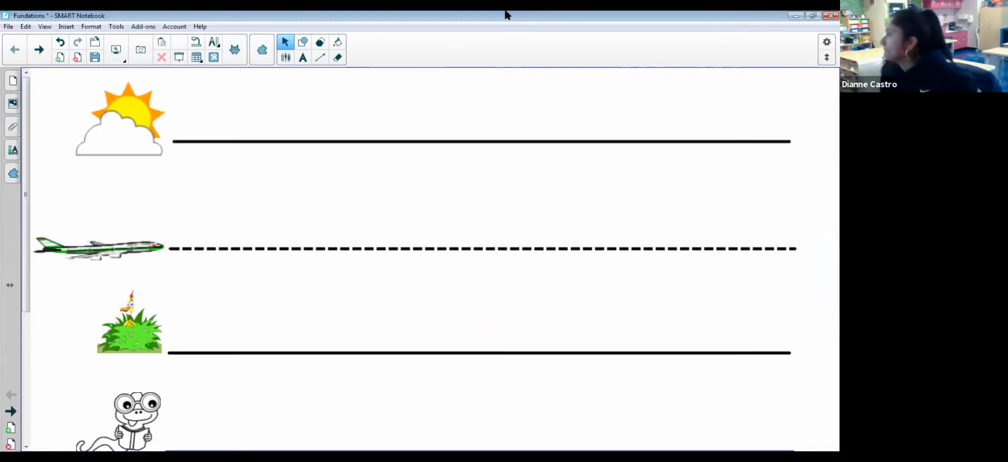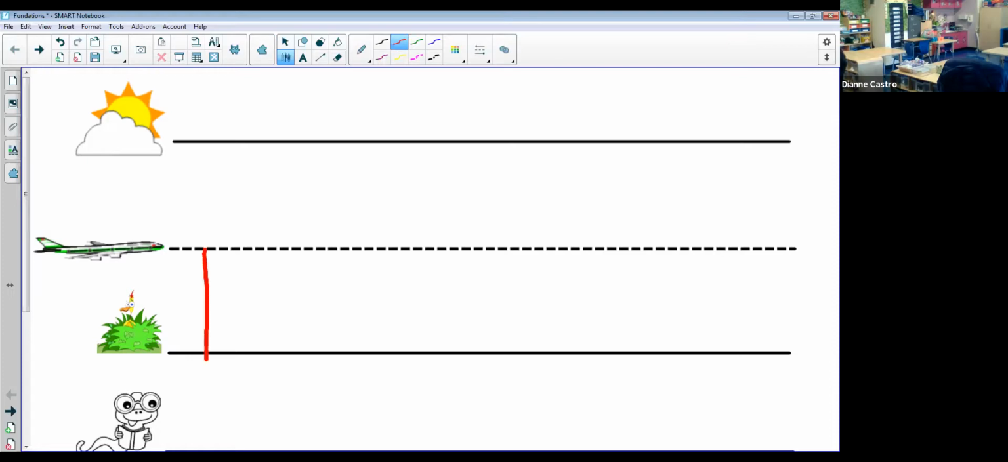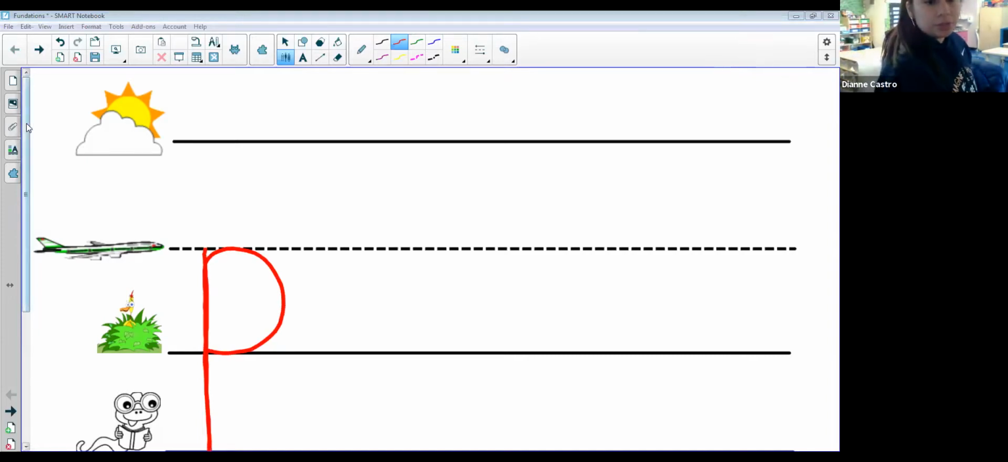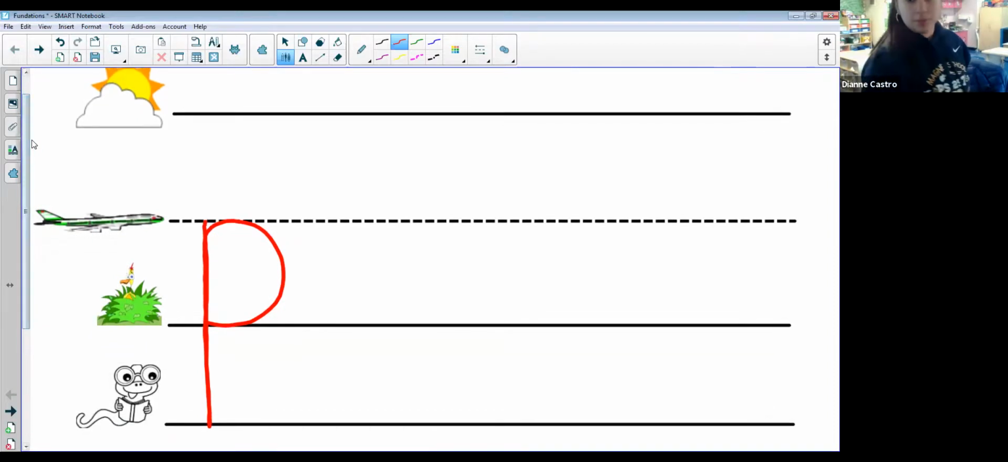All right. So we're going to start at the plain line. You're going to make a line all the way down to the worm line. Trace that same line right back up and make a loop, curve into the grass line. Let me bring this down a little bit more so you can see it.